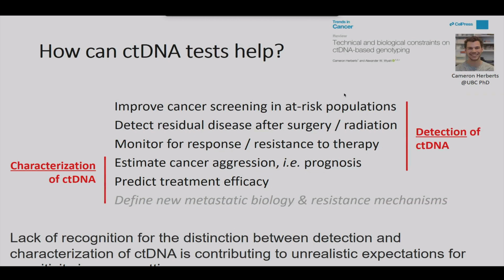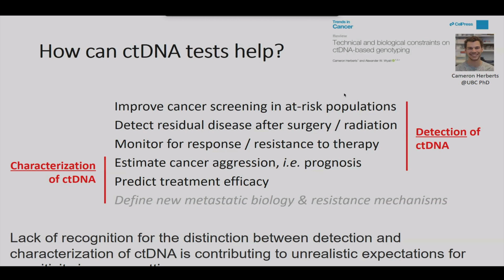distinction as we go forward is that there are really two main classes of ctDNA tests under investigative development right now. The first is about just detecting ctDNA. If you can find ctDNA, it normally means you have cancer somewhere in the body. That's things like improving screening, detecting residual disease, potentially monitoring for response or resistance. But then in the latter setting, the individual already has cancer.